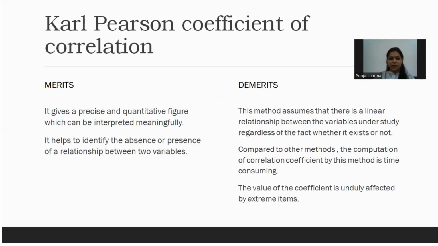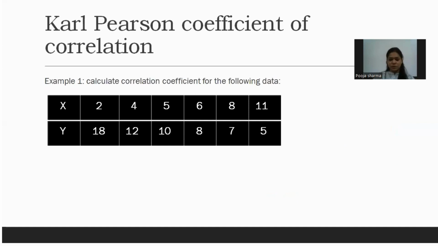Now the merits and demerits. The first merit is that it gives quantitative figures which can be interpreted meaningfully. It helps to identify the absence or presence of a relationship between the two variables. Now the demerits: if our observations are not linearly related, then we can't use the correlation coefficient. Compared to the other method, it is a bit difficult for a non-mathematical person. The value of the coefficient is unduly affected by extreme observations. So these are the merits and demerits of the Karl-Pearson coefficient of correlation.